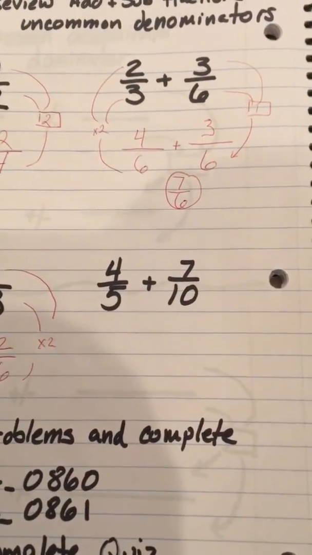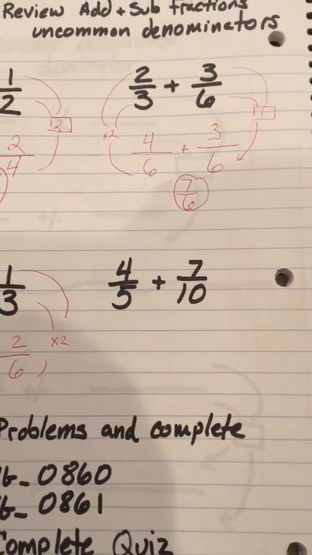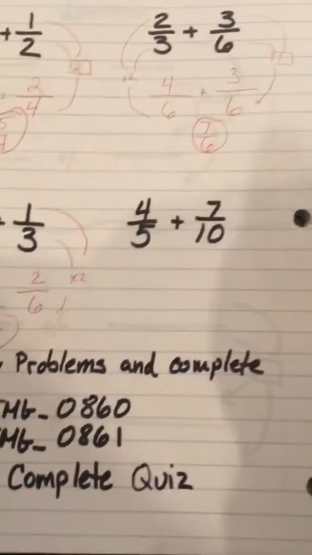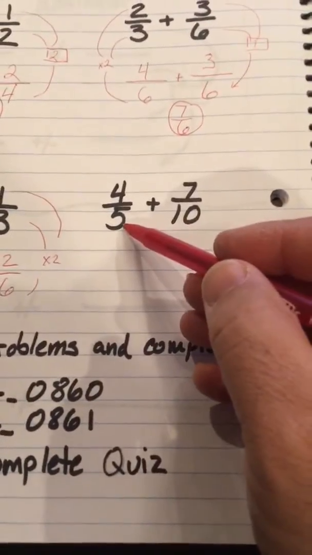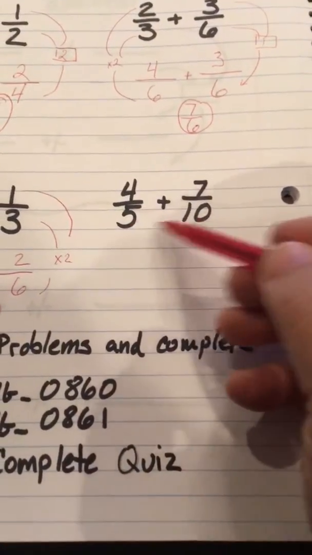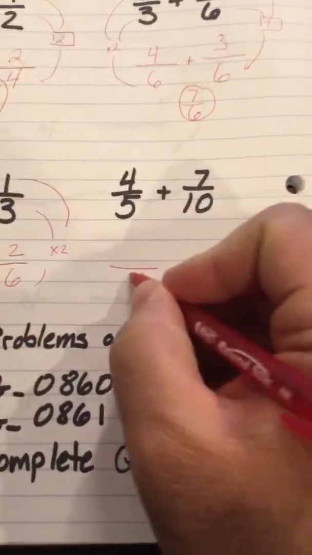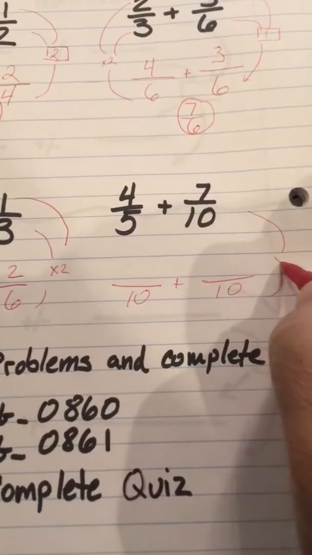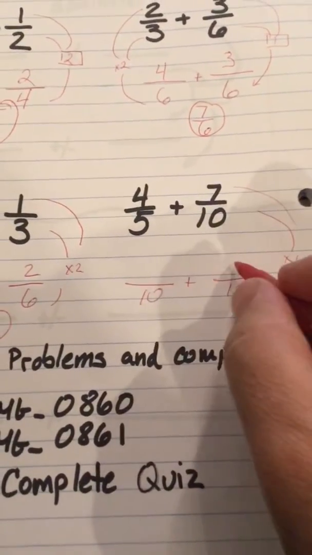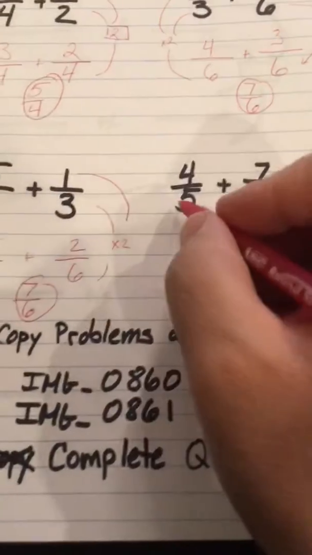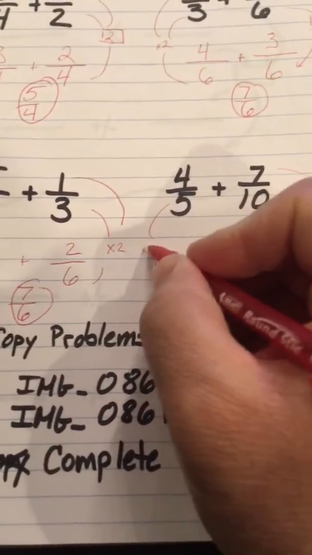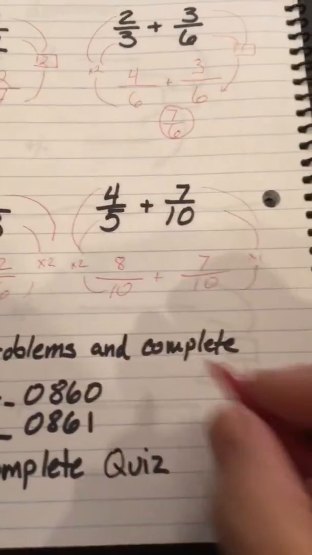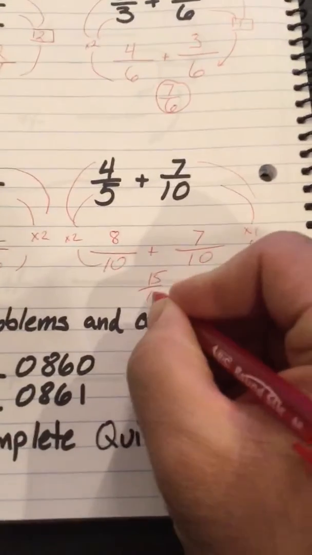All right, try this one. Okay. Count by 5, think of the 10. 5, 10. Oh, 10. That must be the common denominator. 10 times 1. 7 times what gives you 7? 7 times 1 gives you 7. 5 times what gives you 10? Times it by 2. 4 times 2 is 8. So the answer is 15/10.